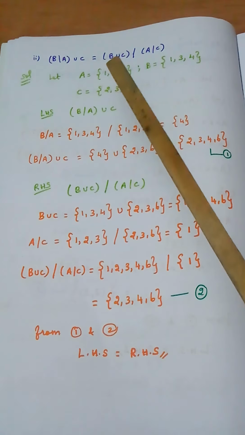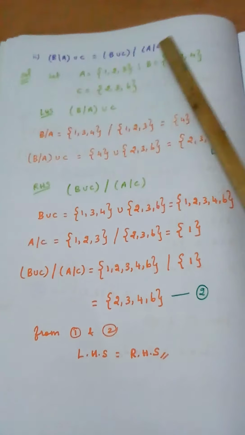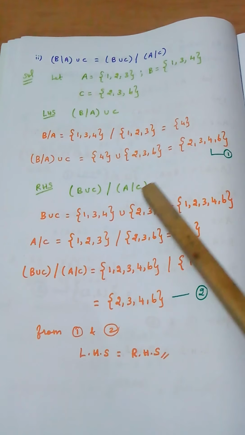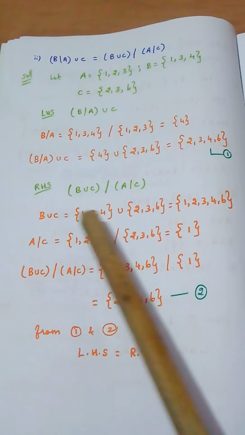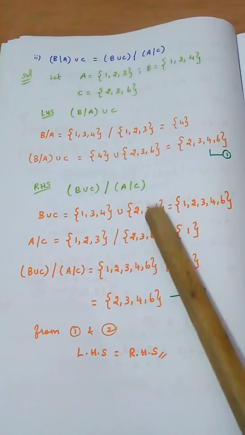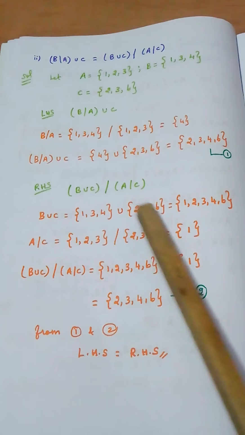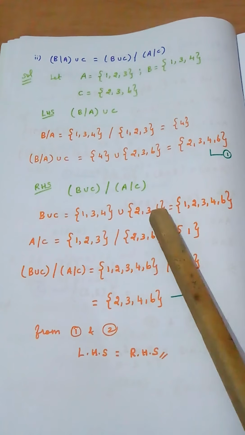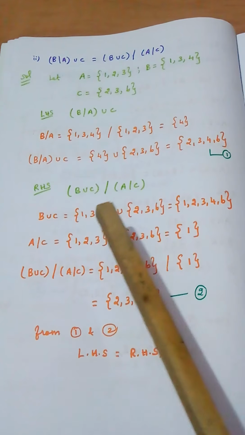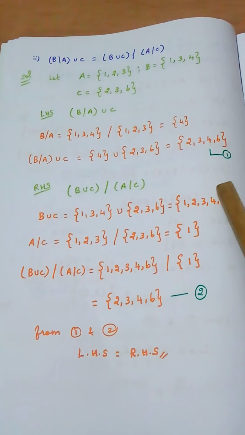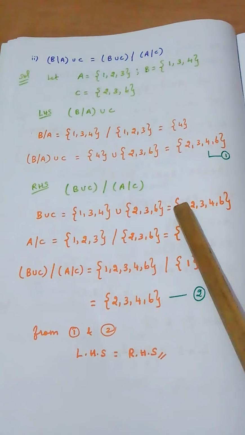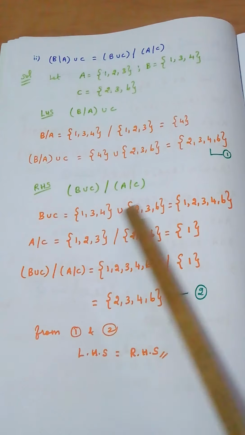Next we will take RHS, (B union C) difference (A difference C). That is what is written here. This is RHS, out of which first we will calculate what? B union C. So write B union, write C. Combine these: 1, 2, 3, 4, 6. I have combined here. Don't ask, sir, 3 is coming twice, so should we write twice? No. We should write one element only once. I think you know this very well. So 1, 2, 3, 4, 6 is B union C.